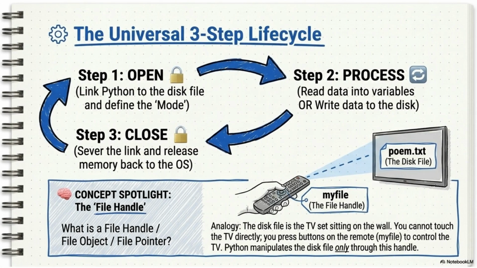Every file operation follows a universal three-step lifecycle: open, process, and close. Python interacts with the file through a "file object" for the disk file, allowing you to read or write data safely.